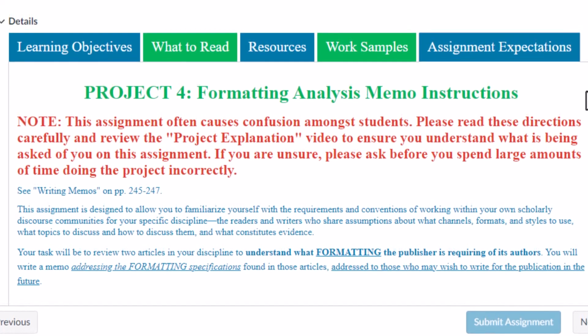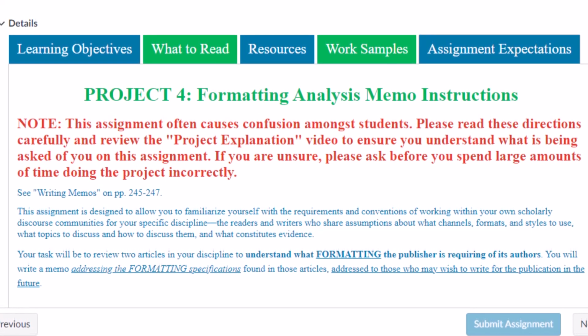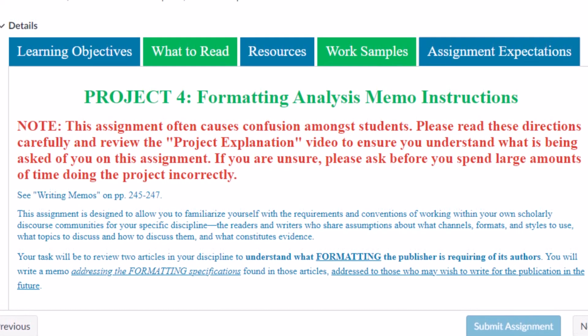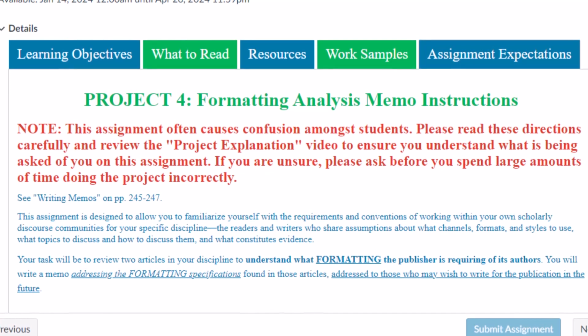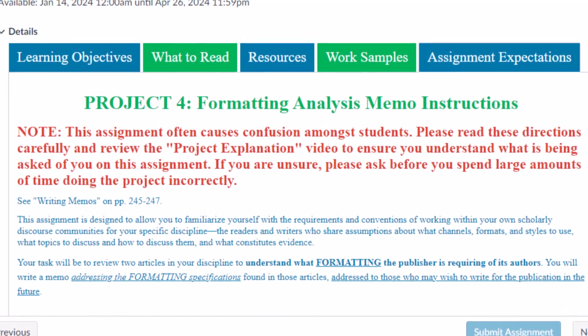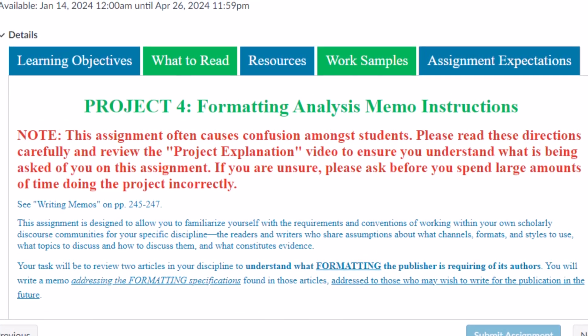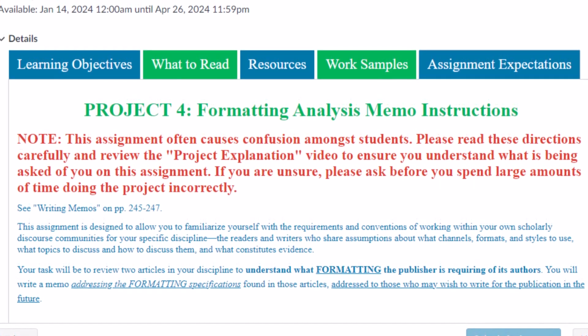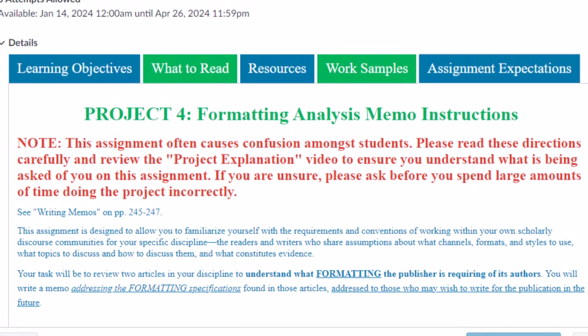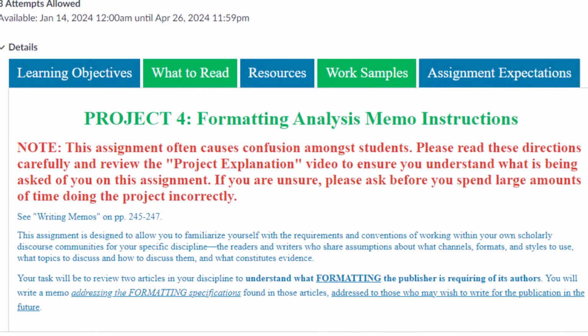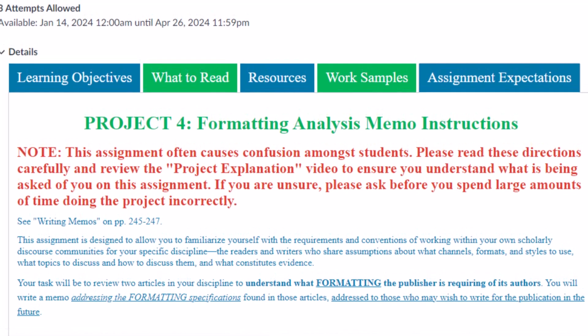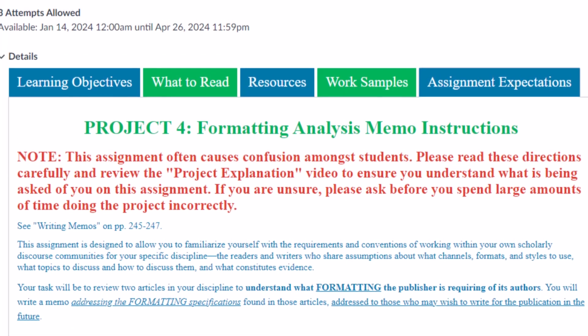incorrectly. This assignment is designed for you to get an idea of how work is published and put together in your scholarly discourse community, how that work is presented to others so that they can also partake in it and understand it, and also how to submit your writing to a journal or a peer-reviewed publication of some sort.